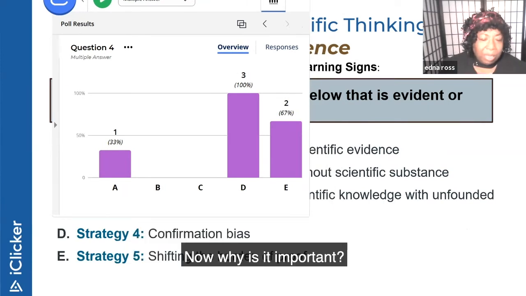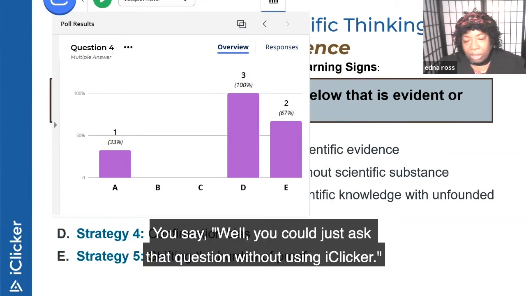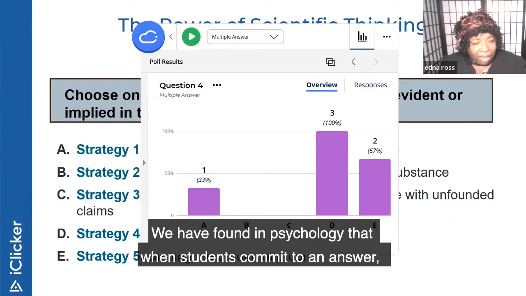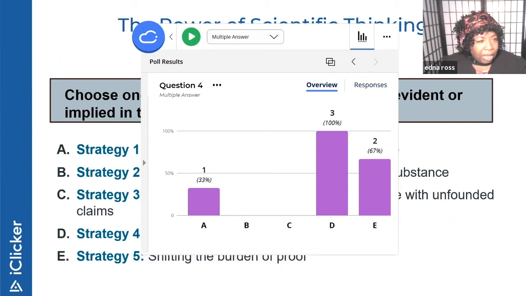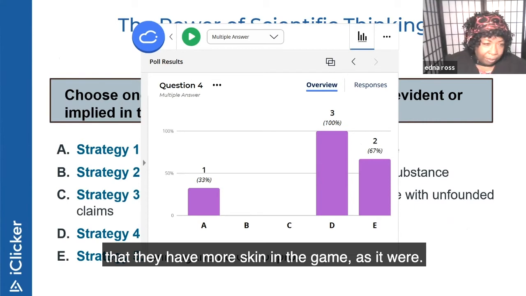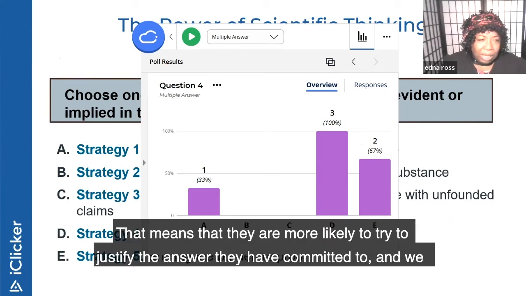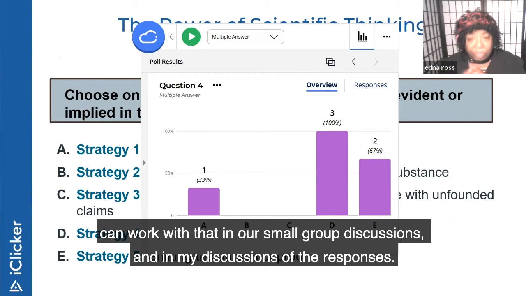Now, why is it important? You say, well, you could just ask that question without using iClicker. We have found in psychology that when students commit to an answer, they have more skin in the game, as it were. That means that they are more likely to try to justify the answer they have committed to, and we can work with that in our small group discussions and in my discussions of the responses.